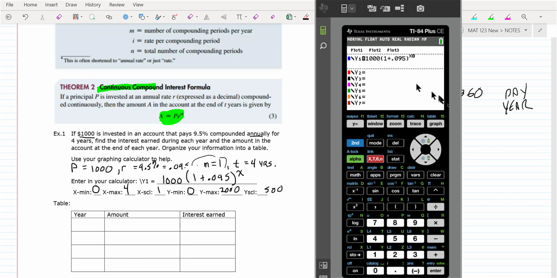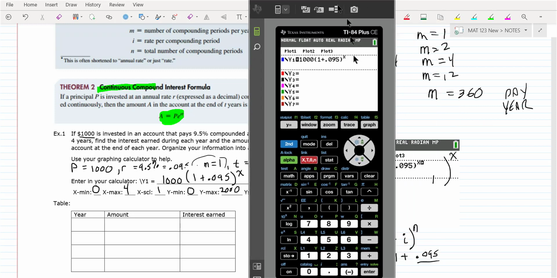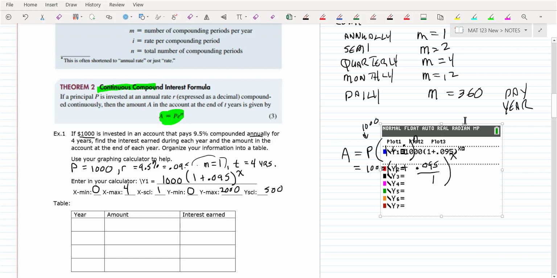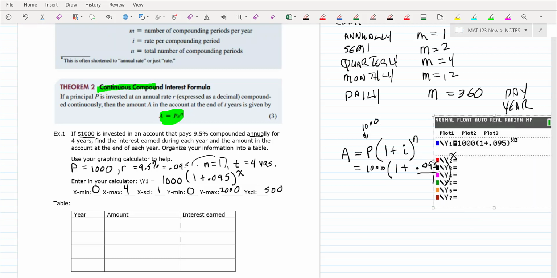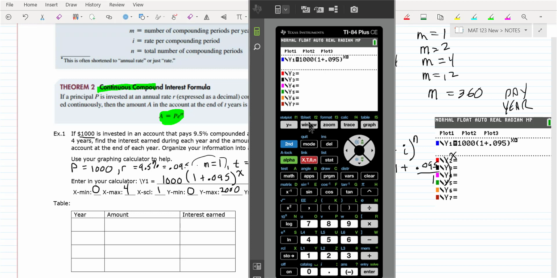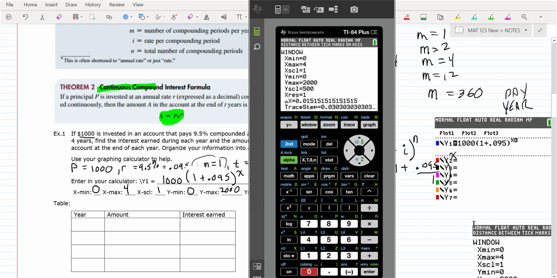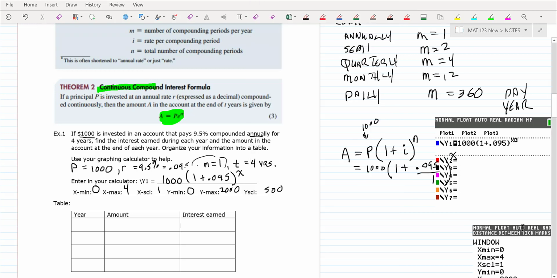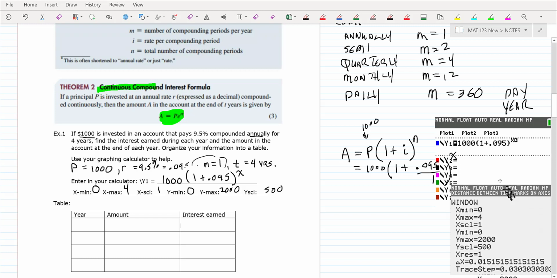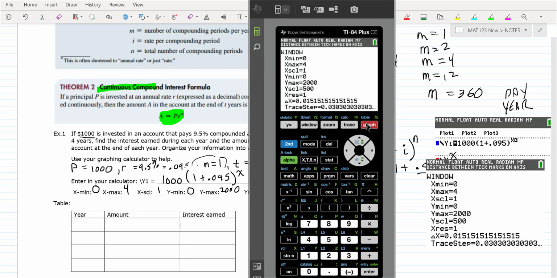Now your window, I'll try to slide these over so you can kind of see what I've put in. So you want to get that put in, and then just put the window that I have there. On the window button, we're going to go 0 to 4, because we're going up to 4 years, by a scale of 1, and then 0 to 2,000, this is the amount of money. So we're starting at 1,000, and we're going to grow from that, and then maybe scale by 500. Then I'll have you just graph. Okay, so I'll move this over here. I'll get my calculator right back up there in just a second. All right, so go ahead and graph it.